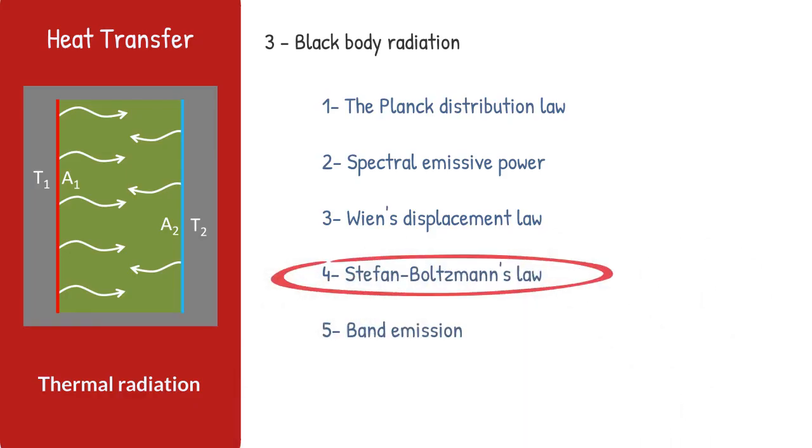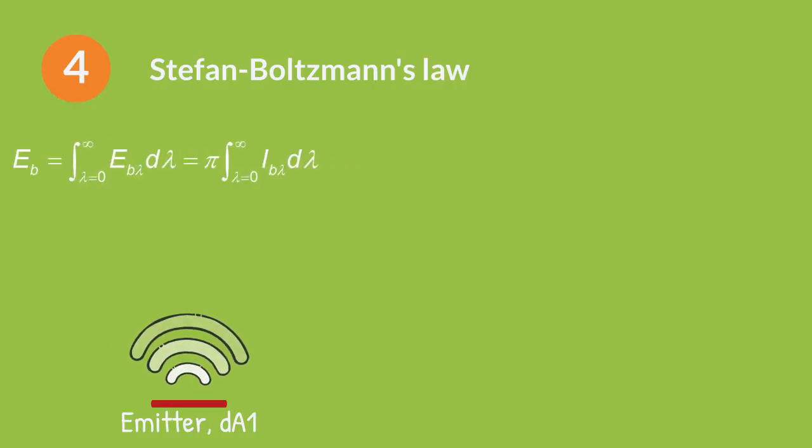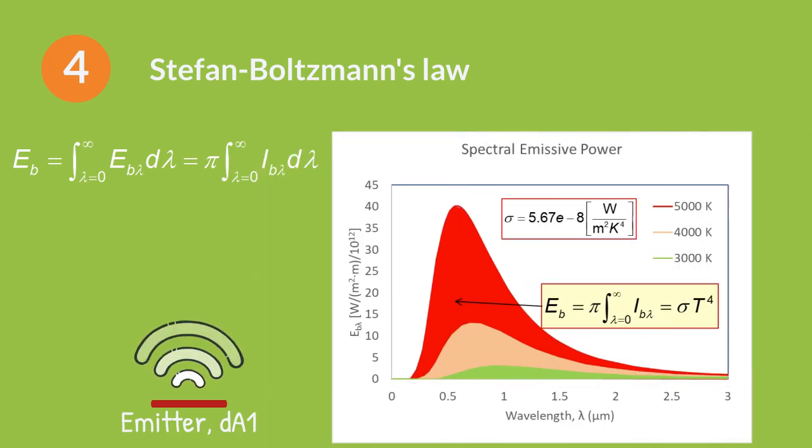Stefan-Boltzmann's law. Once the relationship between the spectral hemispherical emissive power of a black body and the spectral radiation intensity has been established, we can integrate with the wavelength, from 0 to infinity. The result is the area under the distribution curve. And this is equal to the Stefan-Boltzmann constant times the absolute temperature raised to the fourth power. That is, the Stefan-Boltzmann's law.